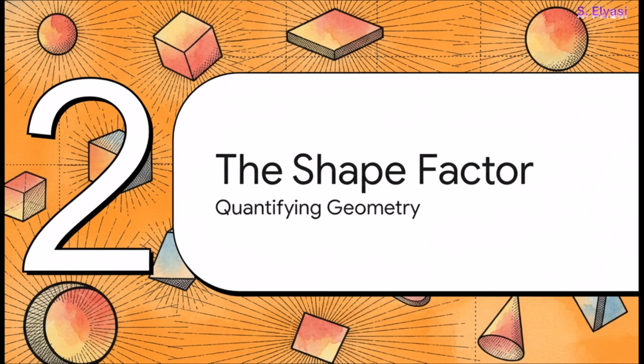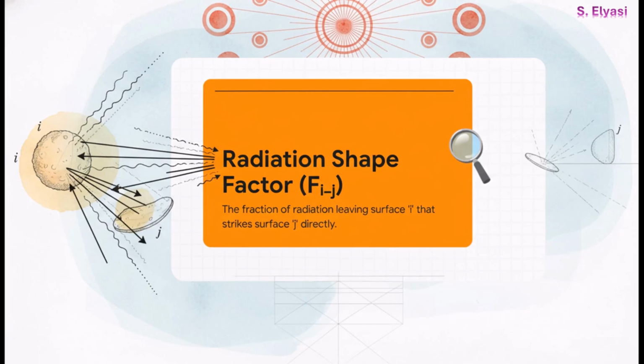Okay, so we've nailed down that what a thing is made of is crucial. But what happens when you have more than one object and they're all radiating energy at each other? Well, then the physical layout, the geometry of the system becomes just as important. To deal with this, engineers have this incredibly elegant tool. It's called the radiation shape factor. You'll also hear it called the view factor, which is a great name for it.